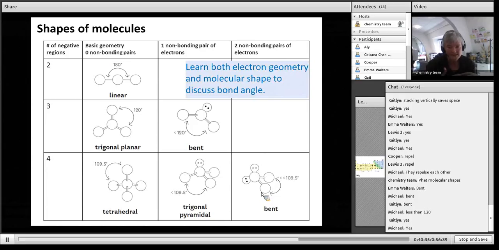Can you see the level of detail you need to have in your answer? Don't just say it's bent because it's got 2 lone pairs. That's not enough information. Always start by saying it's got 4 areas of negative charge, tetrahedral shape. They repel each other as much as possible. So the bond angle would be 109 degrees, and then you can drill down to the non-bonding and bonding electron pairs. Okay, any questions before we move on?